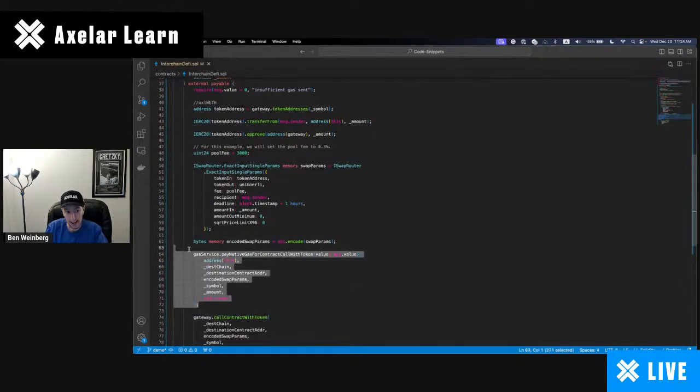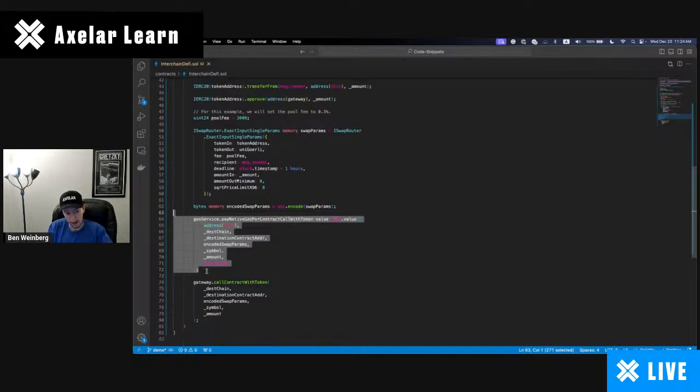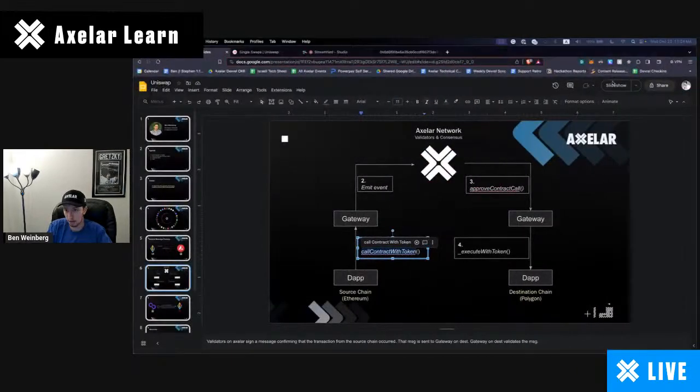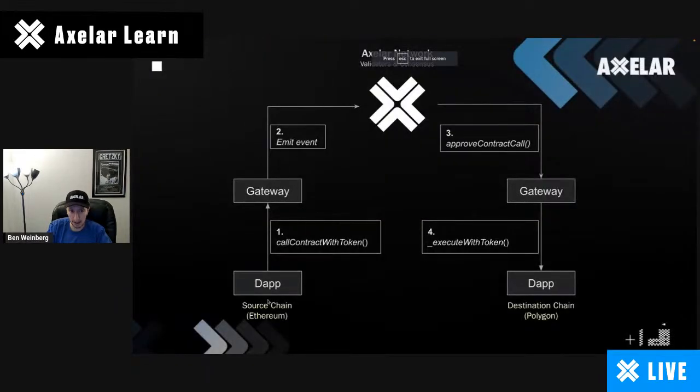We then pay the gas with the Axelar gas service to pay the entire interchain transaction. So pay for it on Polygon, pay for it on Axelar, and on Ethereum. And then we trigger our call contract with token function on our gateway to actually fire off this interchain transaction. So at this point, once I call this function, we will have completed the first step of this demo. We will have sent a transaction to the Axelar network.